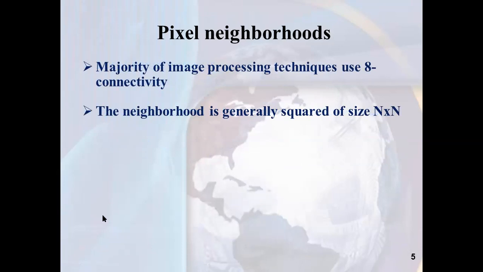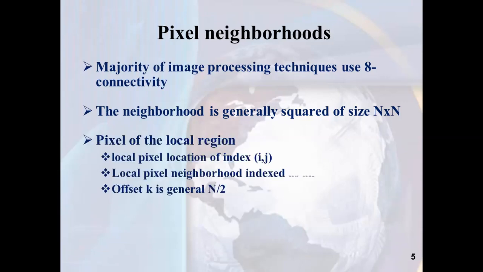So the majority of image processing techniques, as we said, use 8 connectivity, and the neighborhood is generally square, n times n. أحيانا بيكون rectangular n times m. So ممكن 5 times 5, ممكن 5 times 7, 7 times 9, and so on. So we have the middle pixel, which is the local pixel location indexed ij. In general, it's the center of the window, and the neighborhood is indexed i plus/minus k and j plus/minus k, where k is in general n over 2.